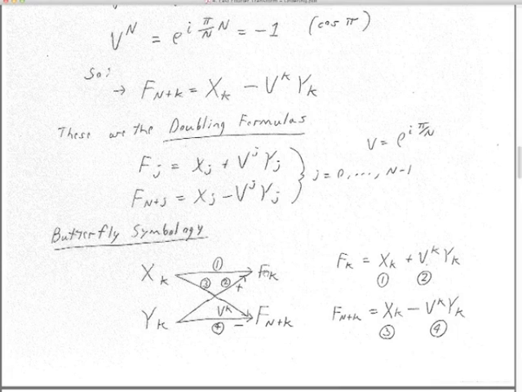Okay, so first, the equation for F at k is X at k plus v to the power of k times Y at k. So we bring over X at k and add it into F at k, and then we bring over Y at k, multiply it by v to the power of k, and add it into F at k as well. For the second half, what goes into F at n plus k, we bring over X at k, and here's v of k. That applies to both of these tilted paths. And we bring over Y at k, we multiply it by minus v of k, or multiply it by v of k and then subtract it from F at n plus k.